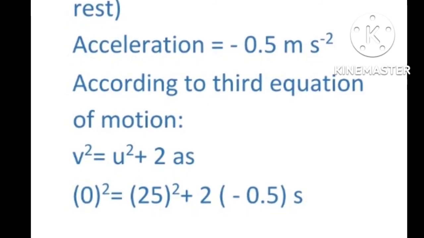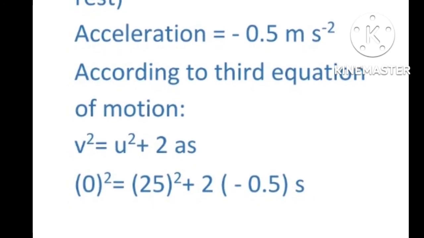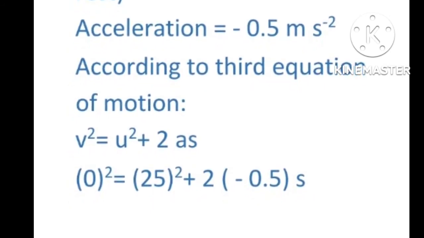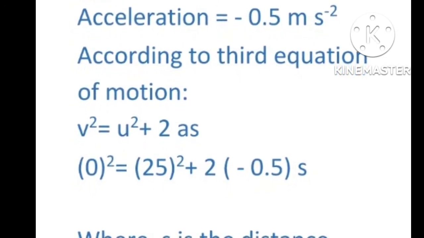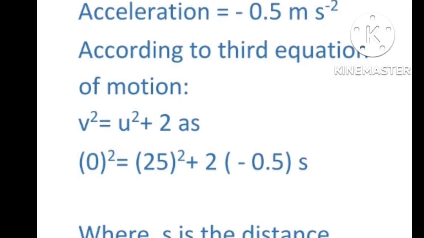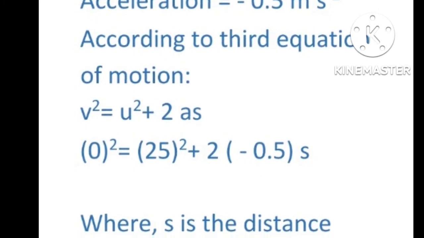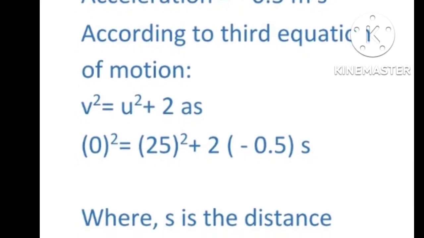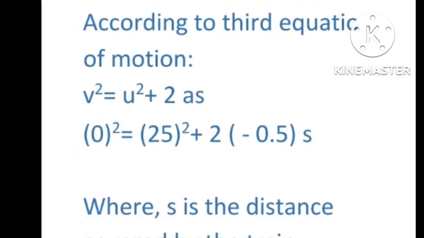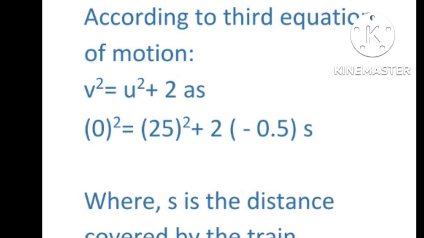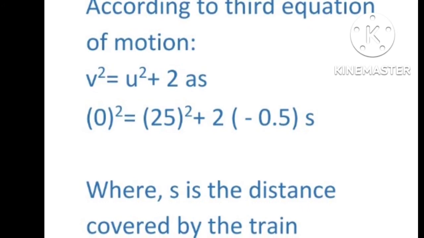So what we want to calculate from this, we have to calculate the distance traveled. Okay, so we have the other three quantities v, u and a. Then which equation will be better? The third equation, right? So we can use the third equation by rearranging: v square equal to u square plus 2as. Now substitute the values of v, that is 0, u 25, a minus 0.5.